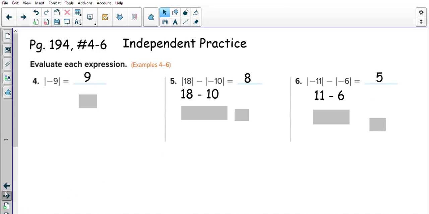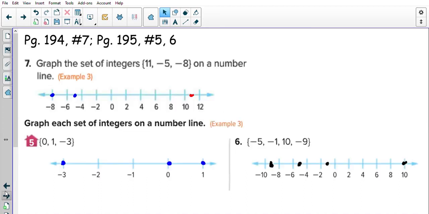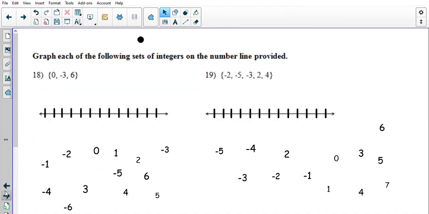All right, let's move on to our next topic. So let me find this in our guided notes. Numbers 18 and 19. The directions say graph each of the following sets of integers on the number line provided. Now you don't have these little tick marks on there. I created these ahead of time so that I wouldn't add a lot of extra time to the video. You don't have to have as many as I have, but in number 18, for example, my smallest number is -3, my biggest number is 6.